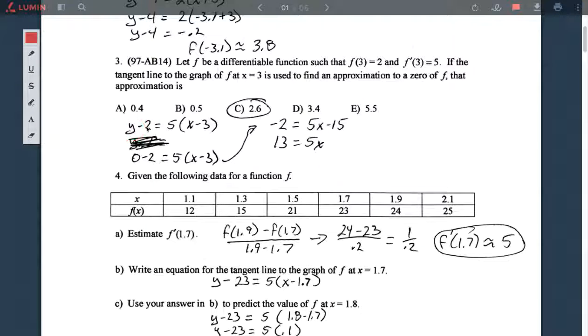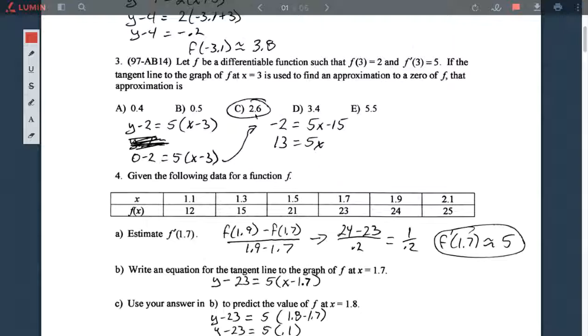So y minus my y value, x minus my x value, and plug in my slope. We want to approximate a 0, so we're plugging 0 in for y. I go ahead and distribute the 5 over here. That gives me negative 2 equals 5x minus 15. Add the 15 over, gives me 13. 5 goes into 13 2 times. Only one of these answers has 2. So that means my approximation is 2.6.